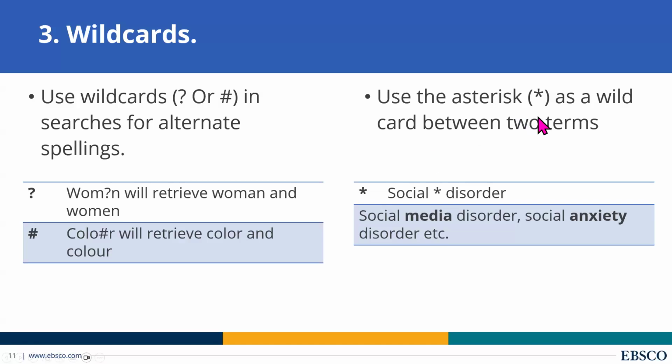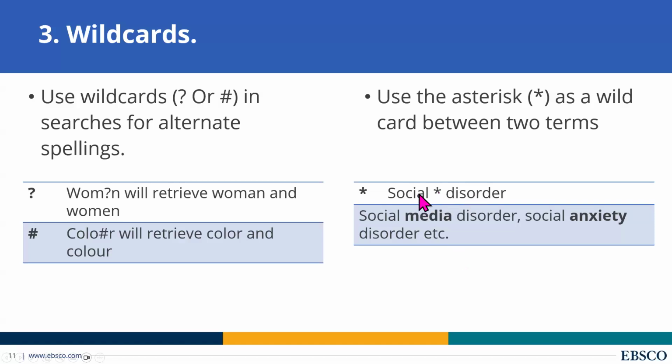And one last wildcard that you can also use is that asterisk again, but this time we're not truncating the word, we're actually going to use it as a wildcard between two other terms. Now, if you are using this, please make sure you put a space between your first word and the asterisk, otherwise it's going to truncate it. And of course, a space between the asterisk and your second term as well.